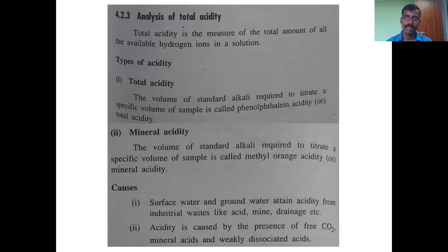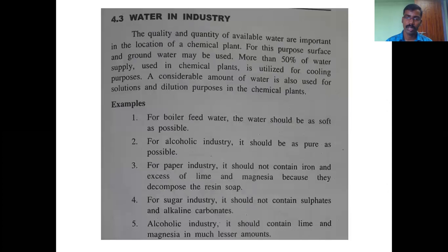Analysis of total acidity. Total acidity is a measure of the total amount of all available hydrogen ions in the solution. Types of acidity: one is total acidity and the other is mineral acidity. Causes of acidity: surface water and groundwater attain acidity from industrial waste like acid mine drainage, etc. Acidity is caused by the presence of free CO2, mineral acids, and weakly dissociated acids.